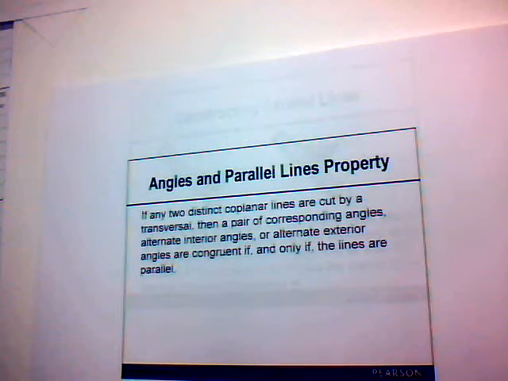Now let's look at a property that deals with angles and parallel lines. If any two distinct coplanar lines are cut by a transversal, then a pair of corresponding angles, or a pair of alternate interior angles, or a pair of alternate exterior angles are congruent if and only if the lines are parallel.